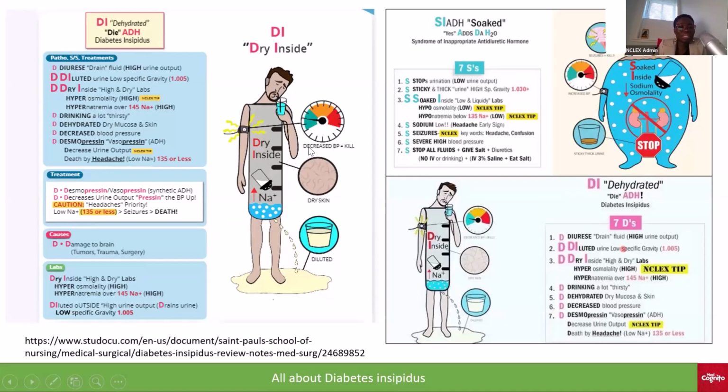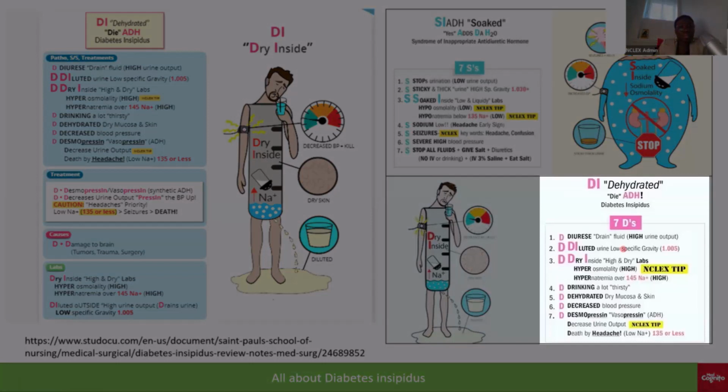My blood pressure is decreasing. I'm dying. My skin is so dry. And the sodium in my blood is increasing because I'm losing so much urine. Remember, dry inside, and that will guide you. And this mnemonic with the 7 Ds will also be of help. So 7 Ds, diuresis, so high urine output, you're giving out a lot of urine.